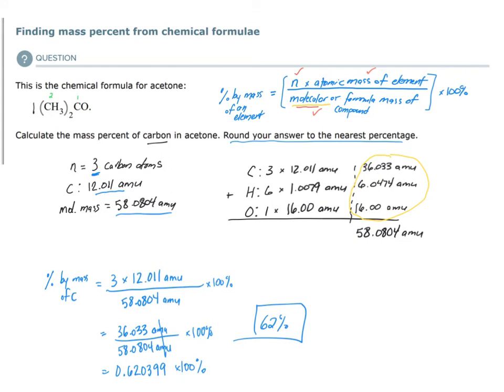What does this answer mean? What this answer means is it doesn't matter how much acetone I have. The total mass of that acetone, however much it is, 62% of that total mass can be attributed to the carbon present in that substance. So the percent by mass of carbon in acetone is 62%. 62% of all of the mass of pure acetone is from the carbon atoms that are present.